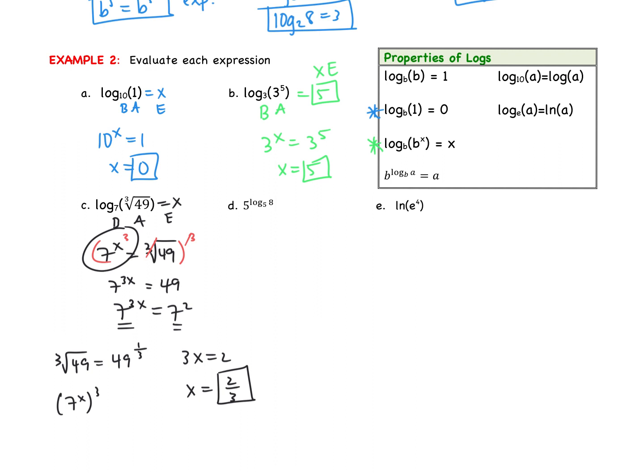Questions before we do the last two? In D, this one I will tell you it is going to be most helpful just to use a property. We're not going to switch forms. What's important for us to notice from this property over here, when this base and that base are the same, you just end up with the argument. So here's what that looks like. When the base and base are the same, you end up with the argument. So that whole expression is just equal to plain old 8.